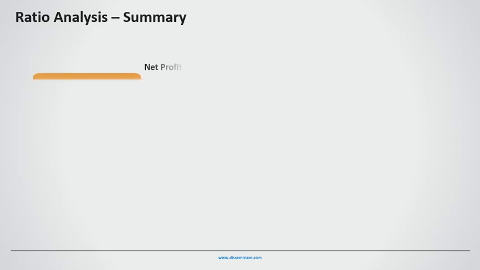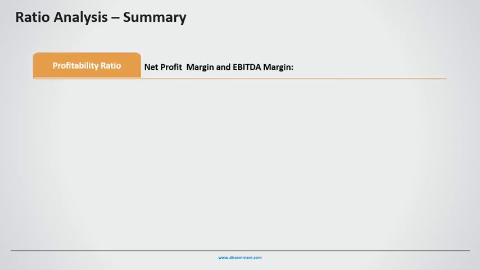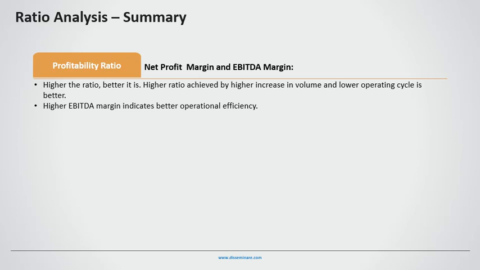First, the profitability ratios, net profit margin and EBITDA margin. For the bankers, higher the ratio, better it is. Higher ratio achieved by higher increase in volume and lower operating cycle is better. Higher EBITDA margin indicates better operational efficiency.